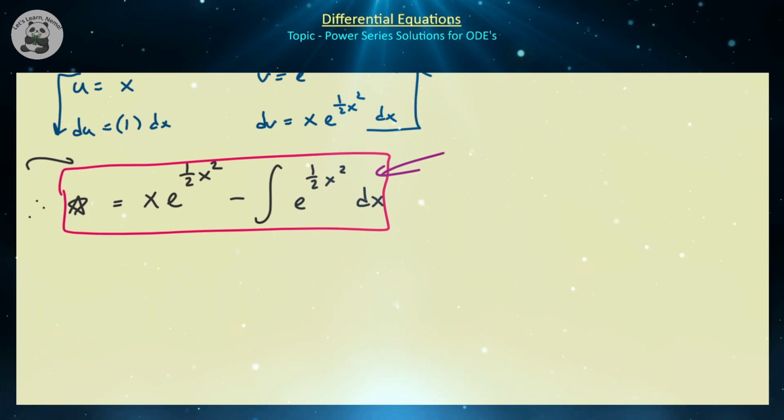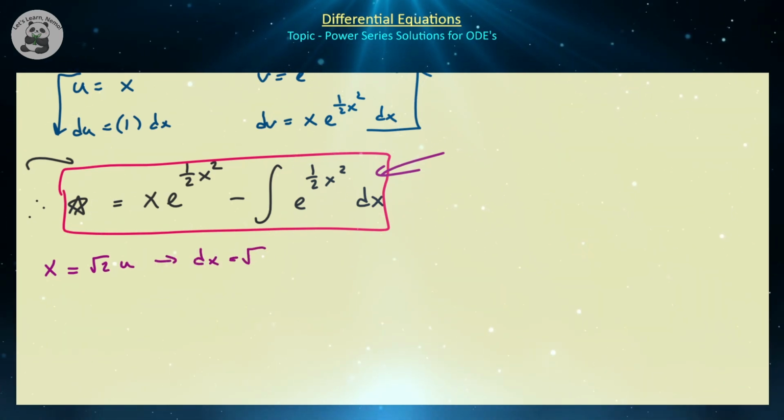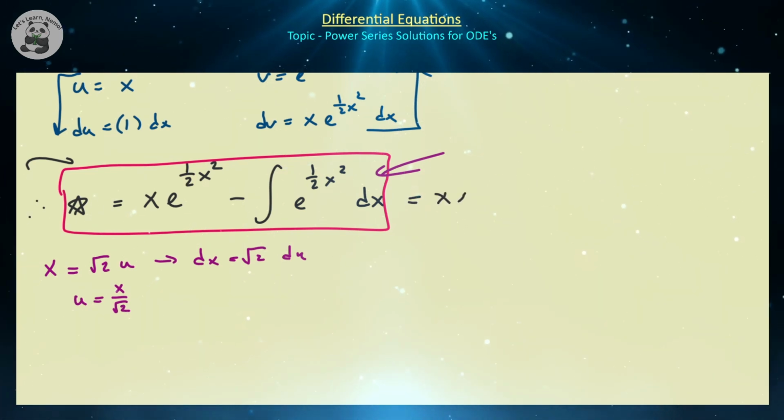What we're going to do is get rid of that 1/2 exponent by letting x be equal to the square root of 2u. That's going to delete that. So we have dx equal to the square root of 2 du, and also from this we have that u is equal to x divided by the square root of 2. Once I transform this integral, I'm going to have x e to the 1/2 x squared. I'll leave that leading term alone.